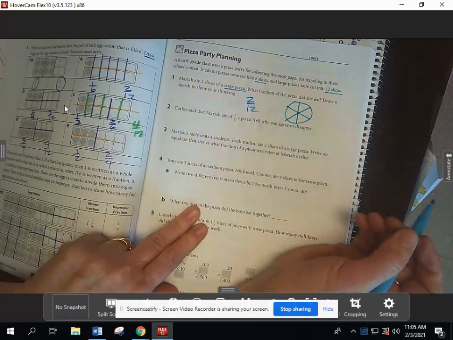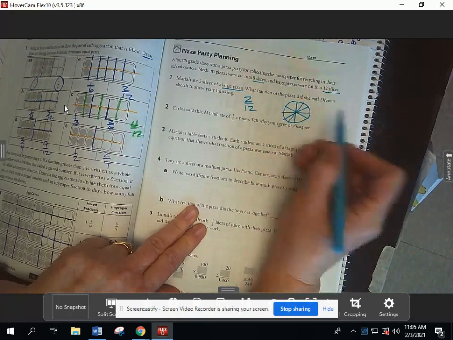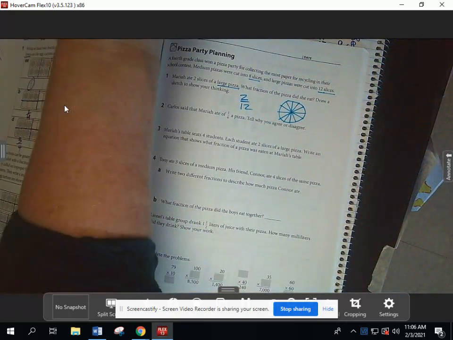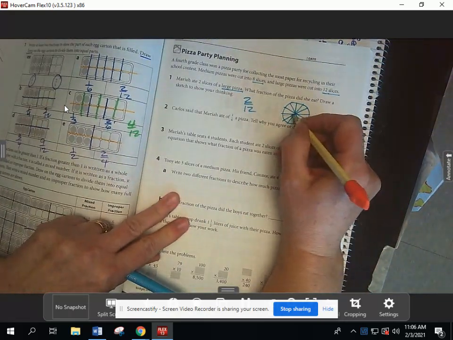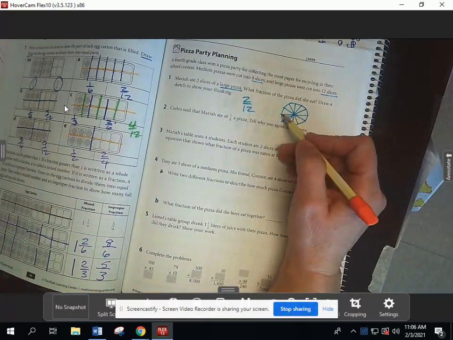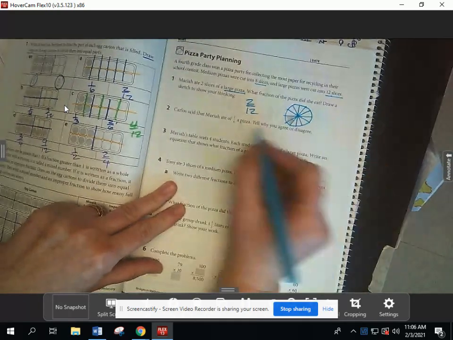Okay, so there I've got 6 pieces. I decided I had to draw this anyway. So if they ate, Ethan, I want you at your seat, please. Okay, so if they ate this piece and that piece, there's 2/12, and this could also be 1/6. So yes, she did a nice job of telling us.